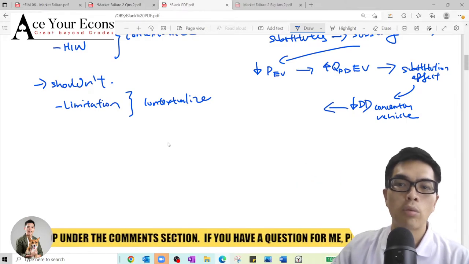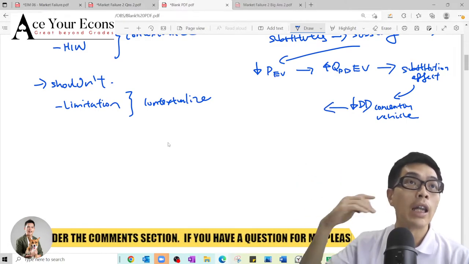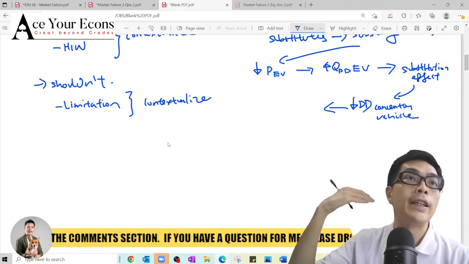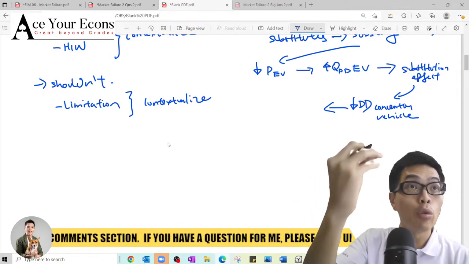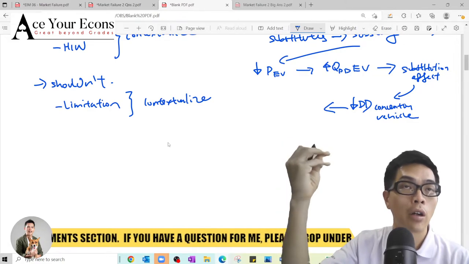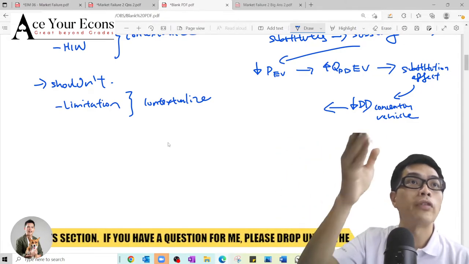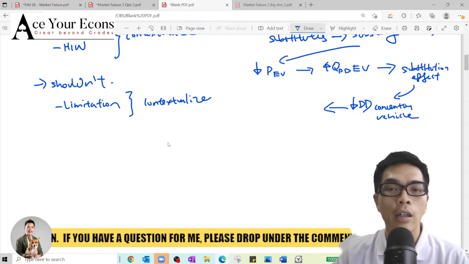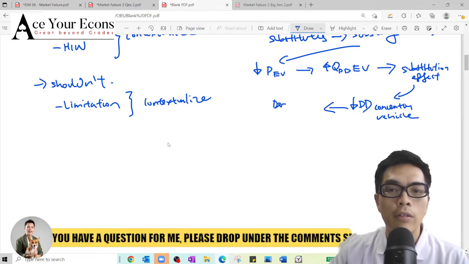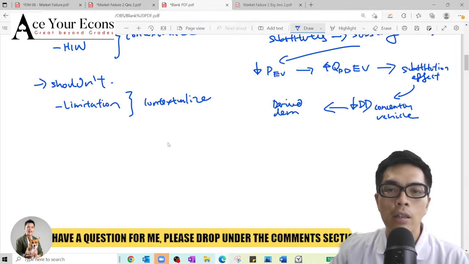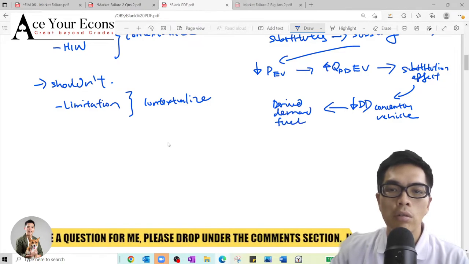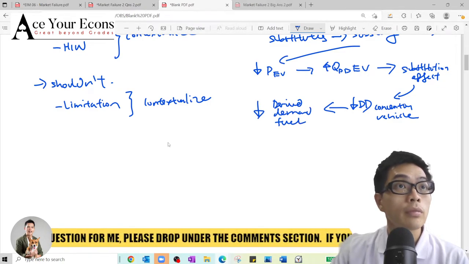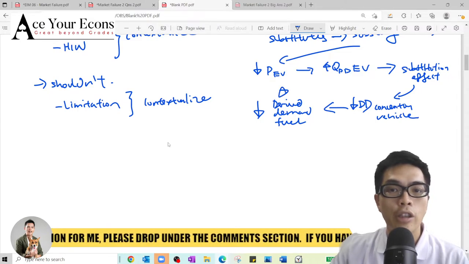And you have to work out even further. We realize that the derived demand for fuel comes from the demand for conventional vehicles, right? If demand for conventional vehicles goes down because of a substitution effect, we can deduce that the derived demand for fuel will also go down. So this is the catch.